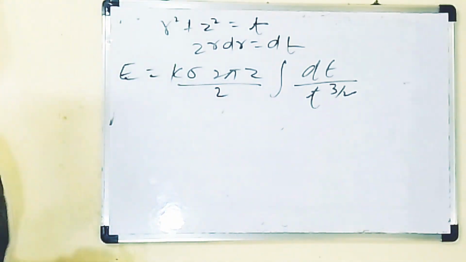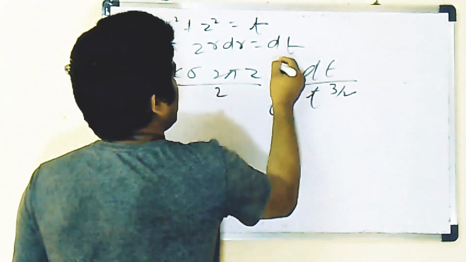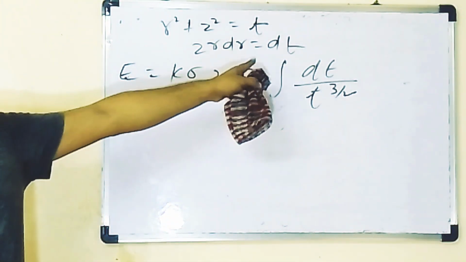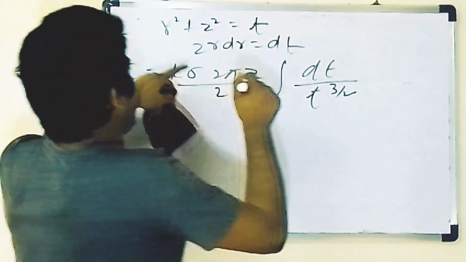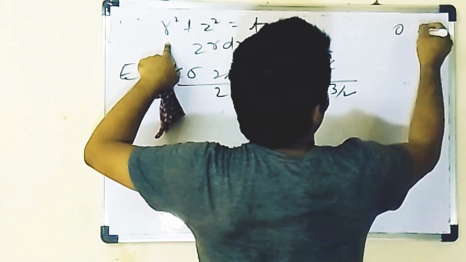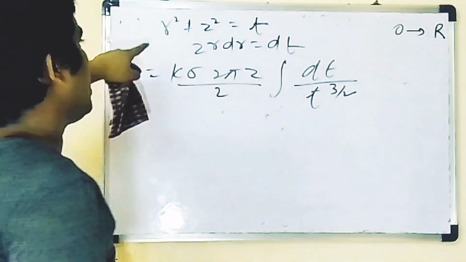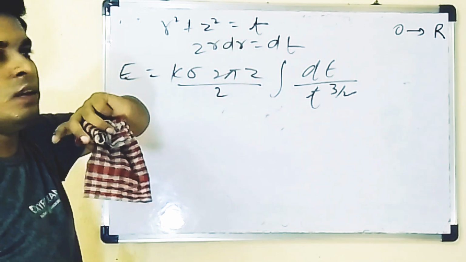So we need to integrate from where to where? 0 to r. Okay, 0 to r. Right now I am not putting the limit because I replaced r dr with dt. So I will put it at the end, or you can put it here right now also. We are integrating from 0 to r. Now in place of r square plus z square, we are substituting t.